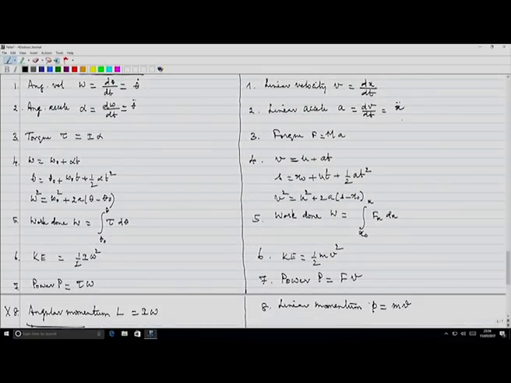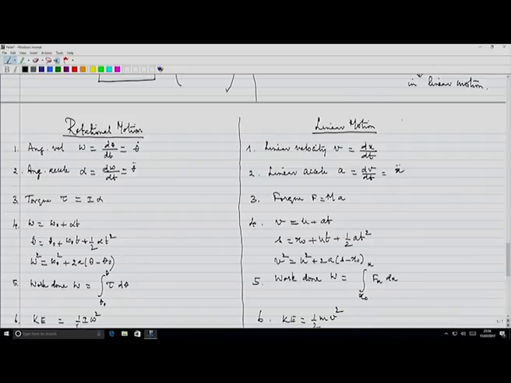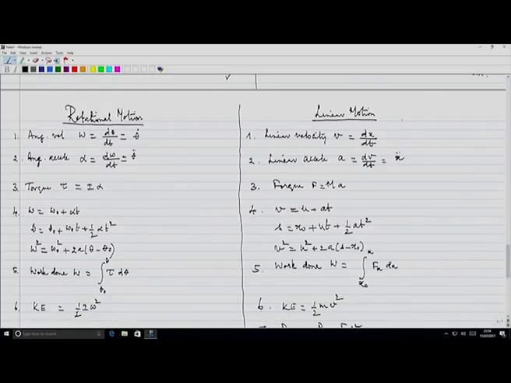And then finally we made a table comparing the basic equations occurring in rotational motion with those occurring in linear motion. It is very remarkable that there is a similarity. There is an exact similarity between these two, and we will stop at this stage.